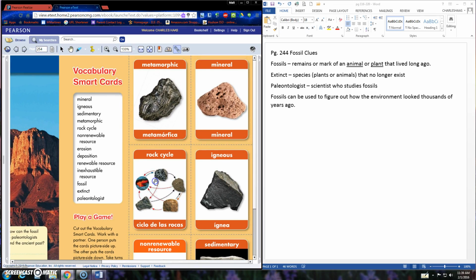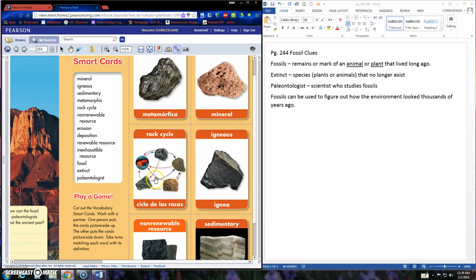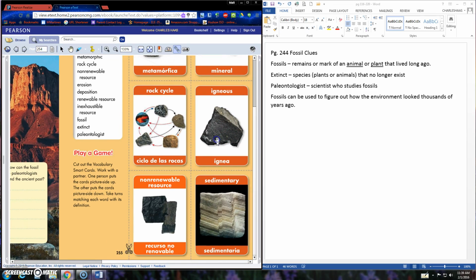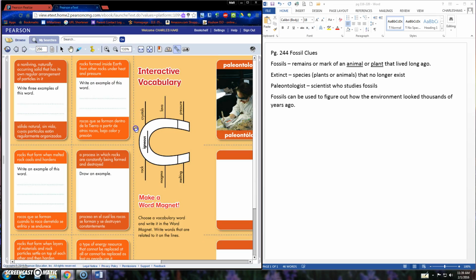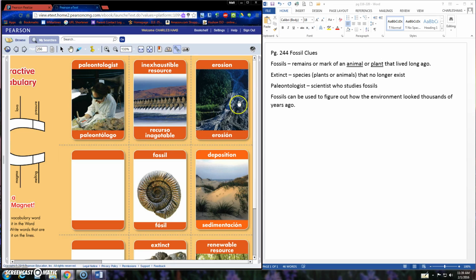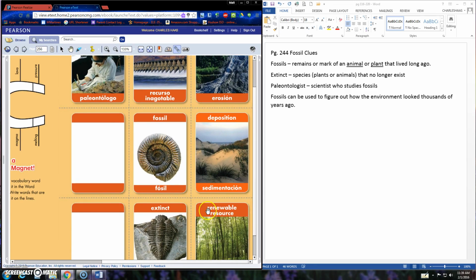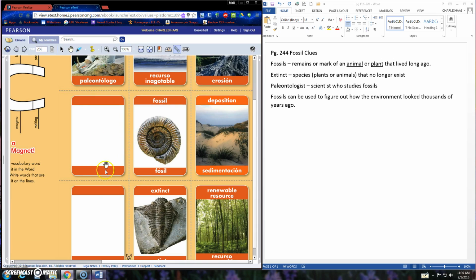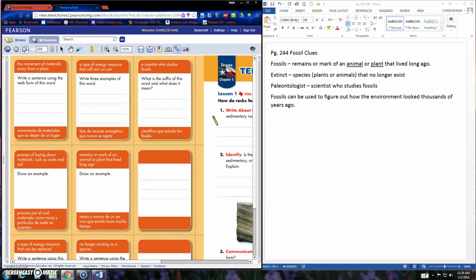So here's some vocabulary words. Metamorphic. You don't have to know that one. Mineral. You should know what minerals are. A rock cycle. You don't have to know it. Igneous. You don't have to know. Sedimentary. You need to know sedimentary. And non-renewable resources. You should know non-renewable resources. They also have paleontologists, inexhaustible resources, erosion, deposition, fossil, extinct, and renewable. Yeah, all those cards are really good. And you have 2 spare cards for anything else you want to go back and make for your vocabulary baggie. So you can push pause, you can cut those out, add those to your baggie.